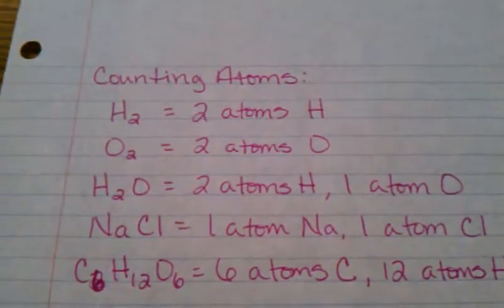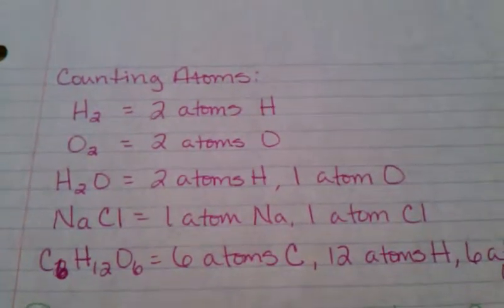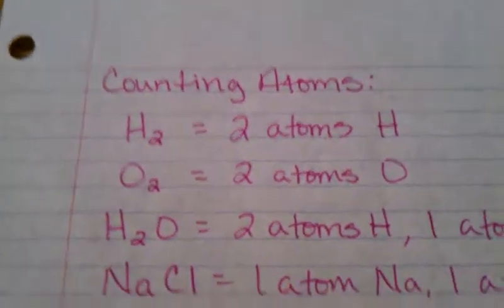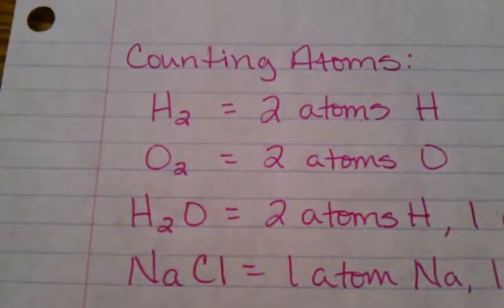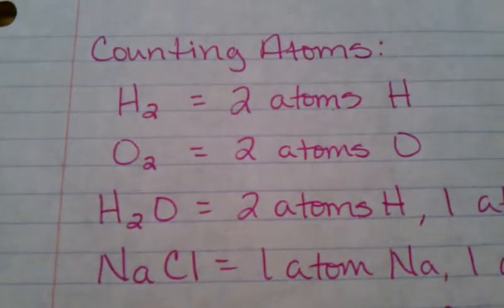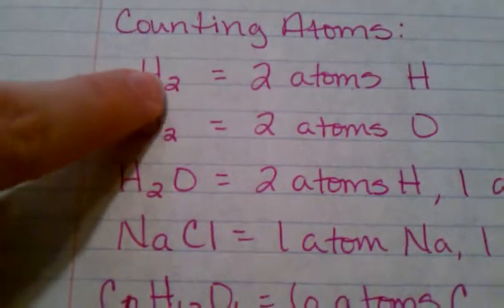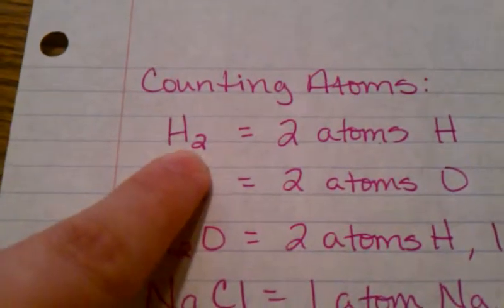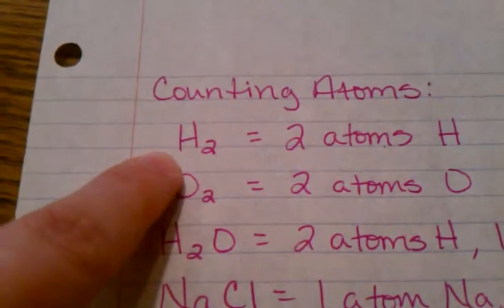Now, one thing that you have to know how to do before you can balance equations is you have to know how to count atoms. And when you look at elements and their symbols and compounds and how they're written on paper, you're going to see some little numbers and you may see some bigger numbers. Okay? The little numbers are always attached to the element to the left.